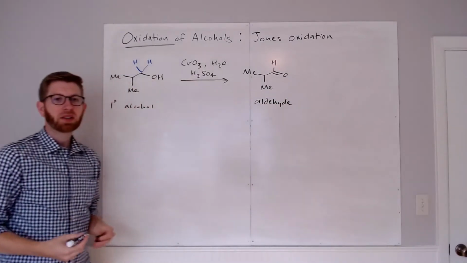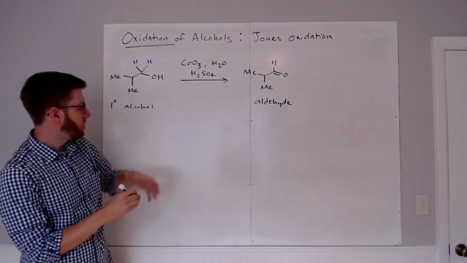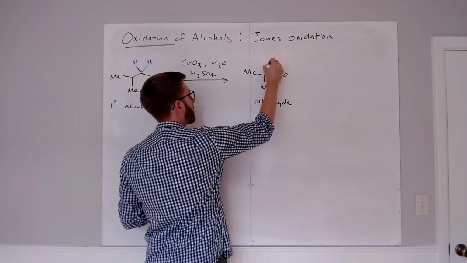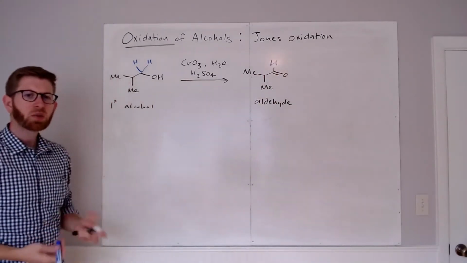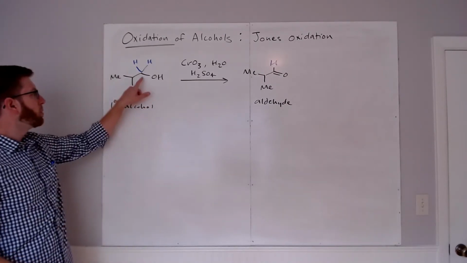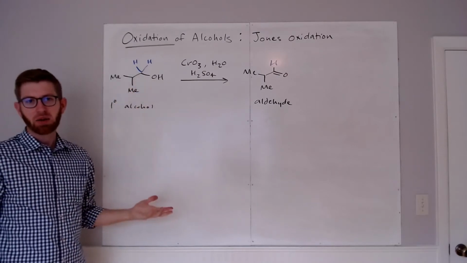The idea here basically is that I have this residual H, which I should have done in blue. There we go. And that's what makes it an aldehyde instead of a ketone. So the pattern stays the same, introducing a double bond between the C and the O of the alcohol, right?